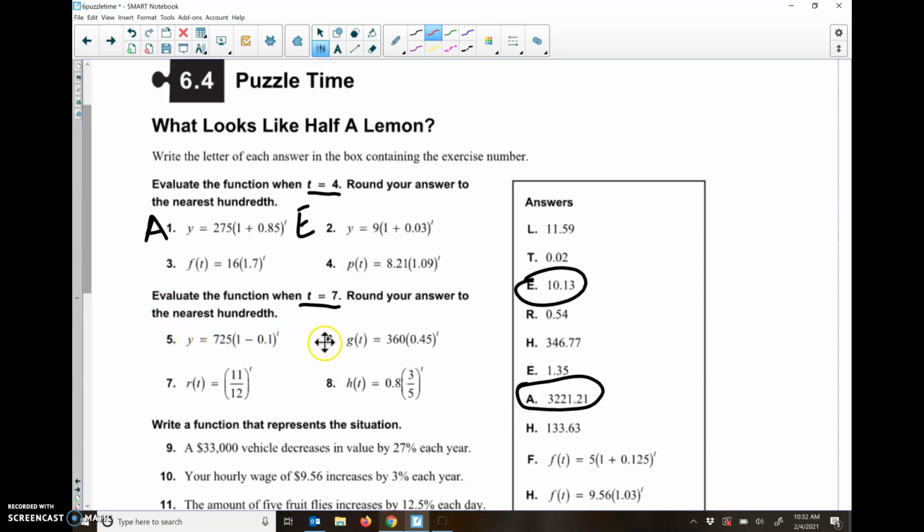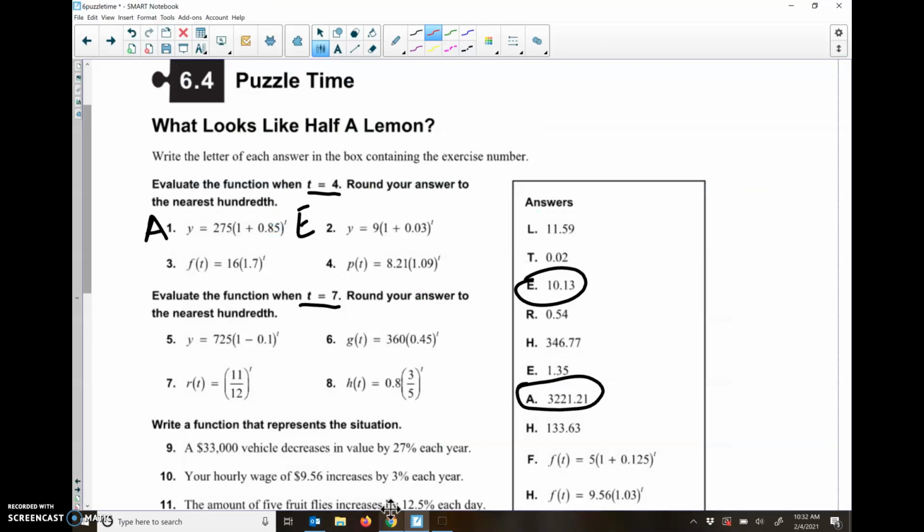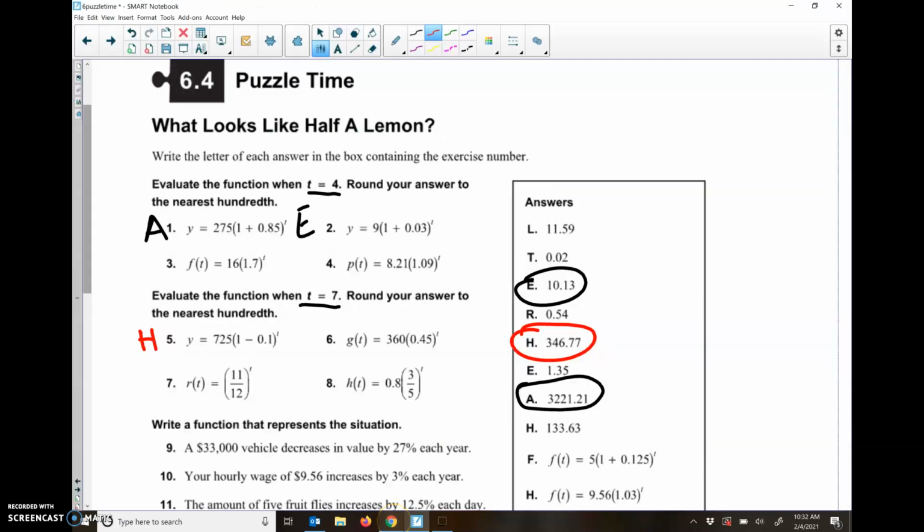Okay, 5, same thing, so t equals 7 now, so we have 725 times 1 minus 0.1, and this time raised to the 7th power, so it goes to 346.77, which is letter H. And then number 6, we got 360.45 raised to the 7th power again. And we got 1.34, or 1.35 because they rounded up.